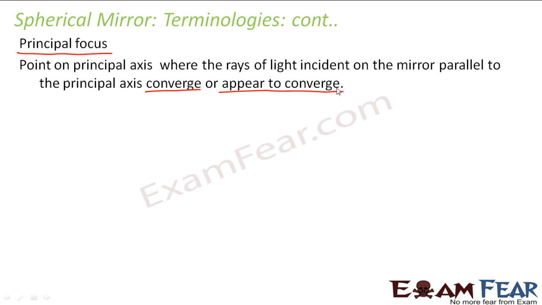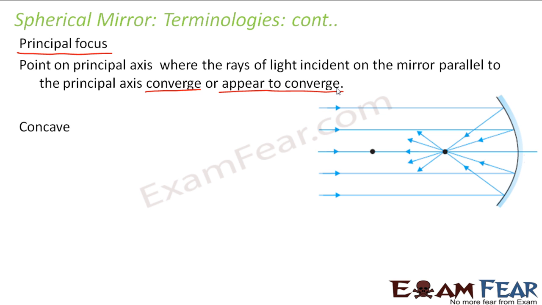For example, let us consider the concave mirror first. In case of a concave mirror, where is the pole? This is my concave mirror, this is the pole, right? Let us suppose this is my center of curvature. Now what is this line which passes through the center of curvature and the pole? This is nothing but the principal axis, right? Now let us suppose these are the rays of light which are incident on the mirror parallel to the principal axis, right? These rays of light are parallel to the principal axis.